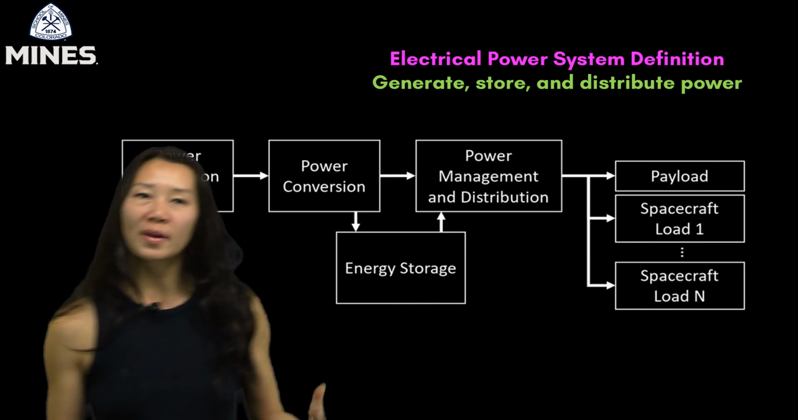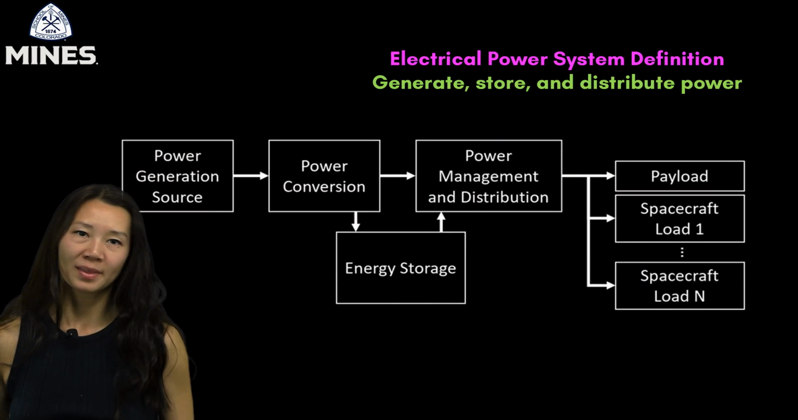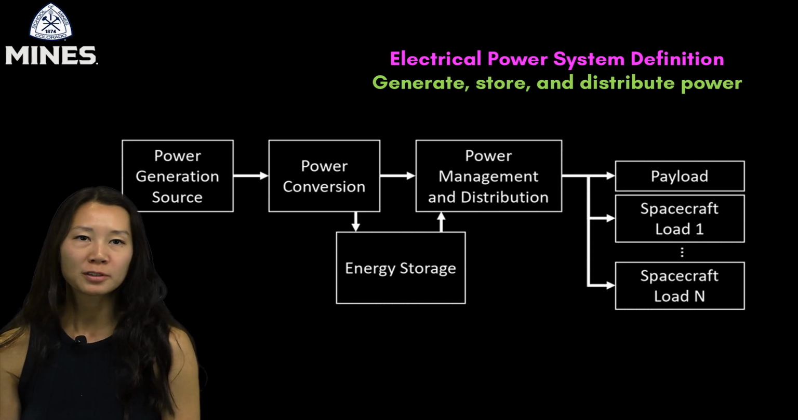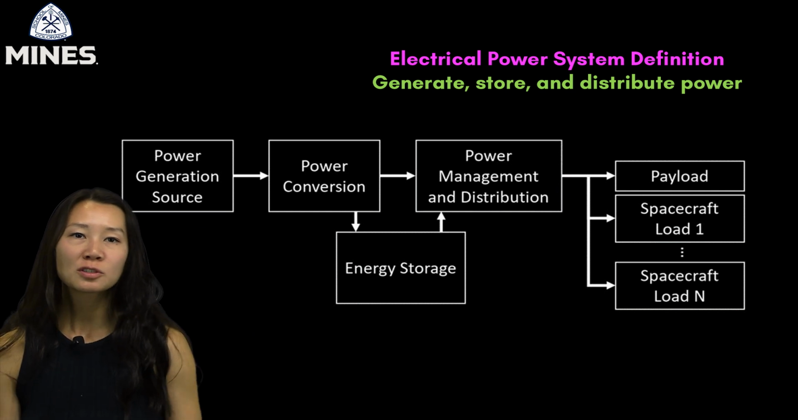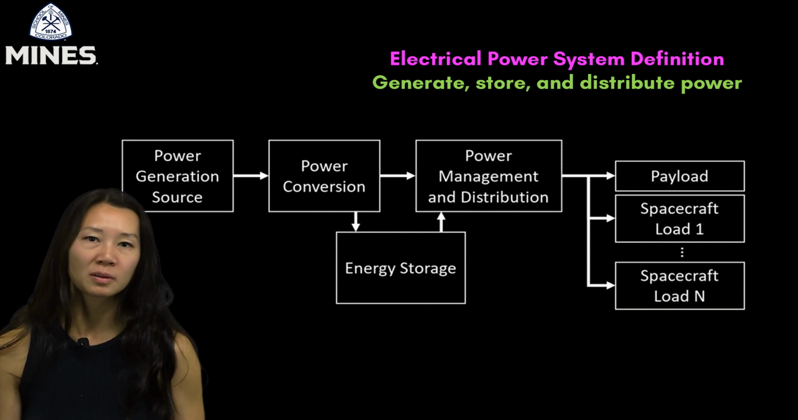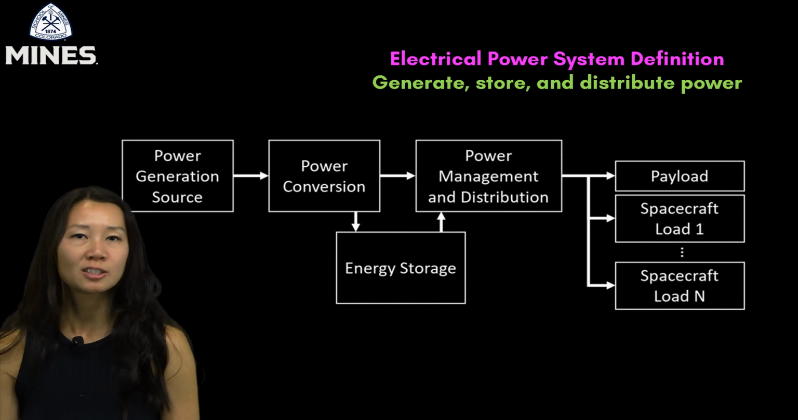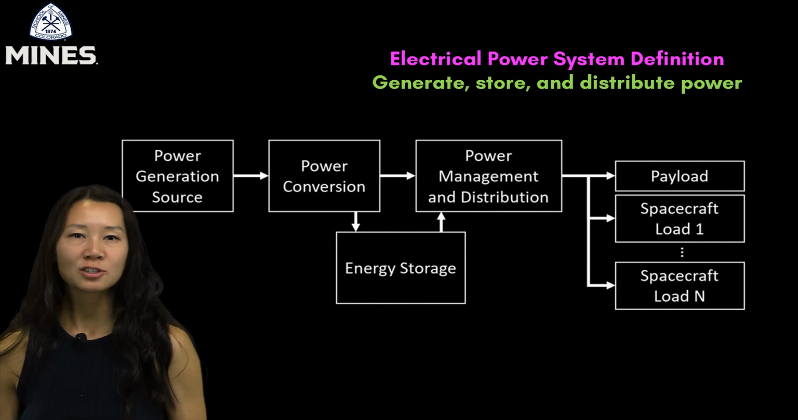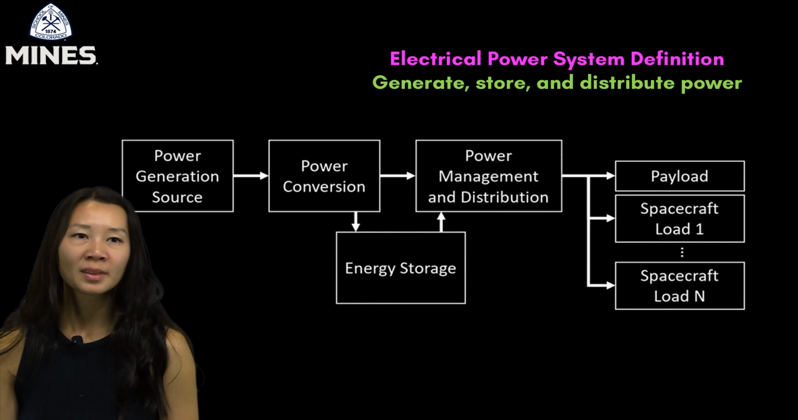Let's get into what the electrical power system is. The EPS exists to generate, store, and distribute power to the rest of the spacecraft. Power flows from a generation source through conversion and storage into the management and distribution unit, which delivers power to all loads like the mobility system, thermal control, communications, and science instruments. The biggest power draws on a planetary robot are usually the payload, mobility, thermal regulation, and data transmission.